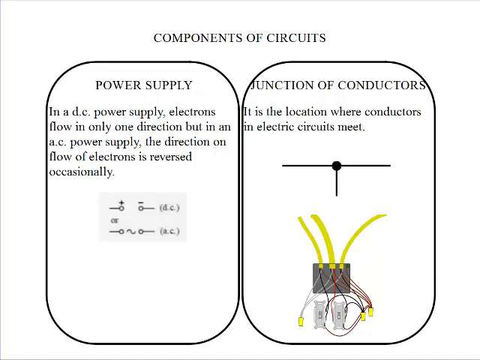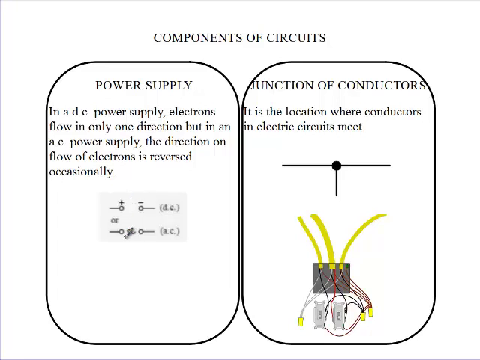Now, in the first symbol we see up here, we have a DC power supply, where DC refers to direct current. So in this form of power supply, electrons are going to move from the negative terminal to the positive terminal. That is the only stream in which electrons are going to flow.